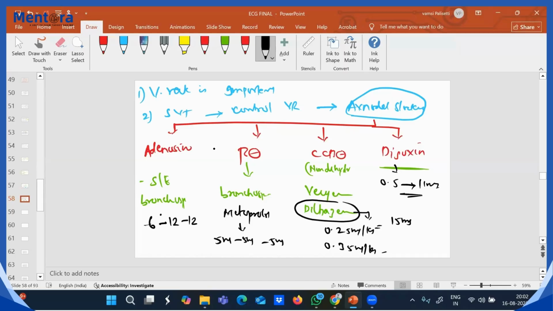Sir, between two doses, how long should we wait? There's nothing. It's all short acting only. Just give the dose and see. Within 5 minutes only you can repeat the dose.